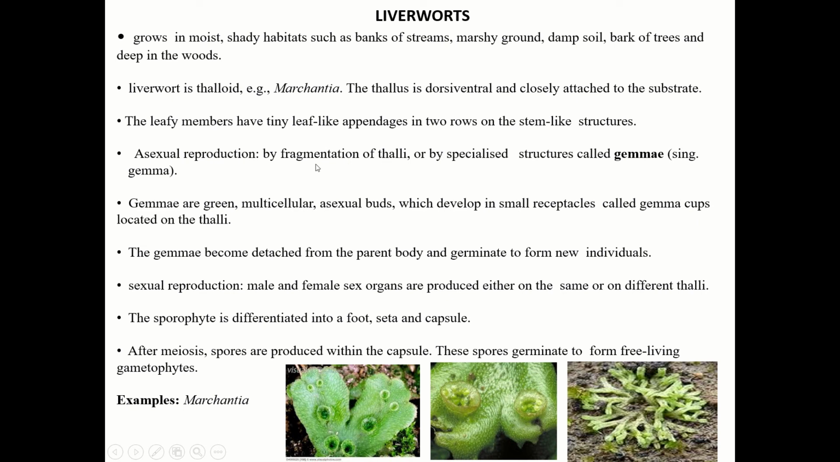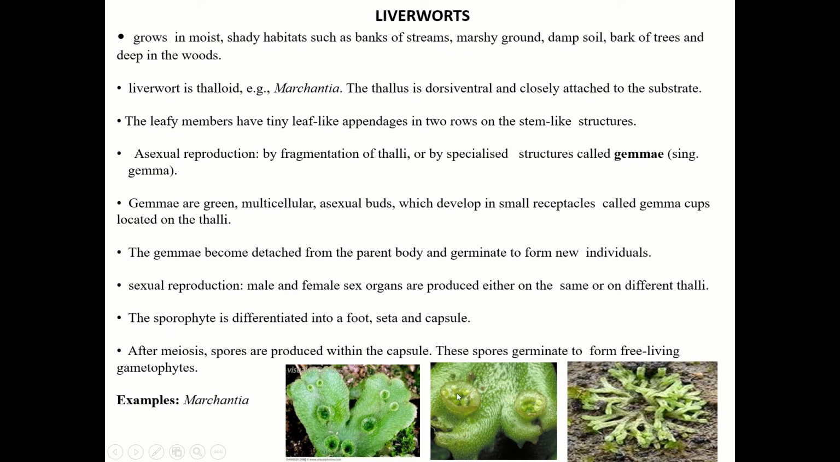Asexual reproduction is by fragmentation of the thalli. So if the thallus is cut, it will form a new plant. Or by specialized structures called gemmae, singular gemma. Now this is the gemma cup. You can see the gemma cup on the thallus, and these are present in the Marchantia plant. Now you can see in this gemma cup-like structure there are the gemmae.